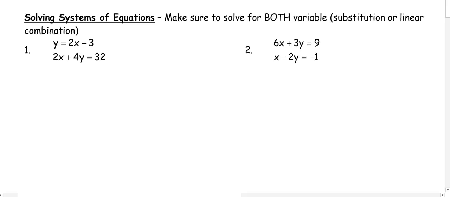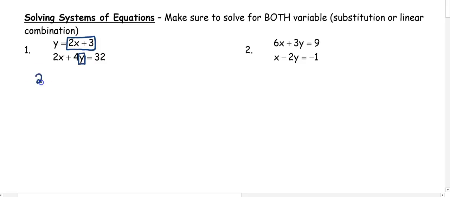In substitution, remember that you need to have one of the variables by itself. So in one of your two equations, you need to have an x equals or a y equals. In the first equation, we have y equals 2x plus 3. We're going to take what y equals and substitute it for y in the second equation. Everything else in the second equation stays the same, but we're replacing the y with 2x plus 3. That's where the substitution comes in.